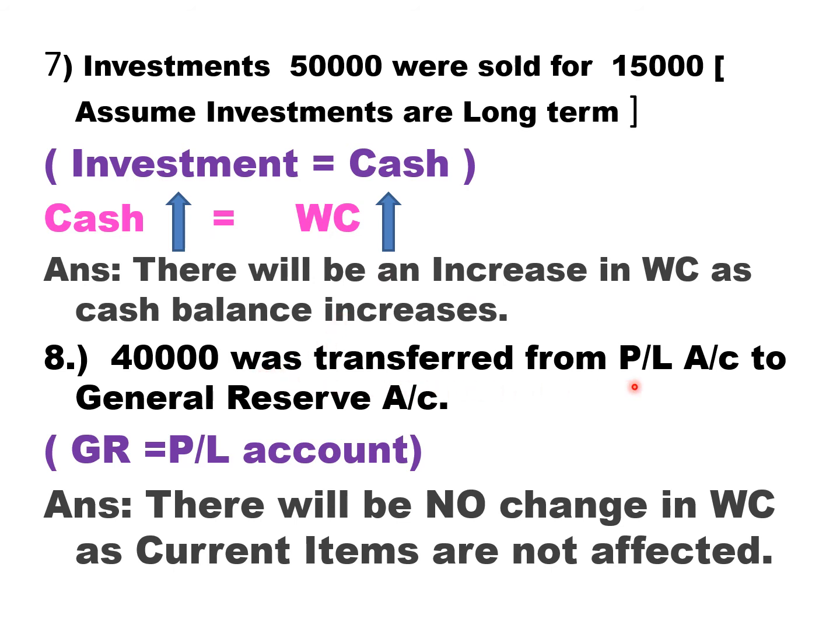40,000 was transferred from PL account to general reserve. So the two accounts affected are GR account and PL account. So from PL you are transferring to GR. GR and PL are internal liabilities. It is not a current liability. So both are non-current. GR is a non-current item. PL account is a non-current item. So there will be no change in working capital as current items are not affected.